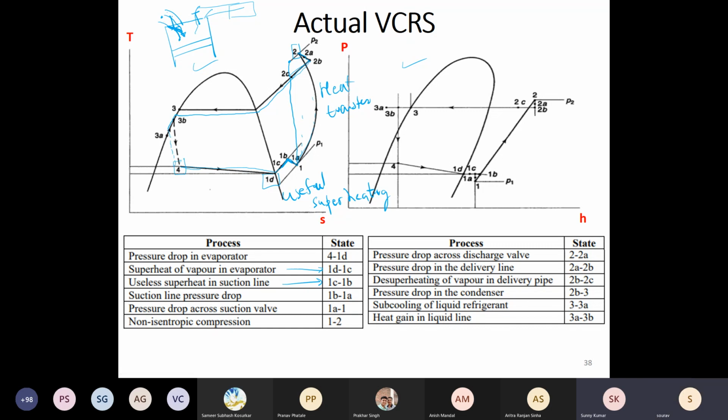So there is written as heat gain in the liquid line. Okay, so this could be a useless heat gain. Before the expansion, there is a possibility of the liquid line not being properly insulated and it gains heat. So there are so many sources of non-idealities, and if we just start counting them and try to draw the cycle, the cycle itself doesn't look familiar at all. Okay, any questions?